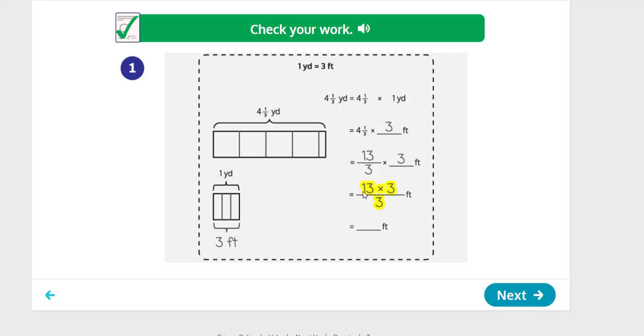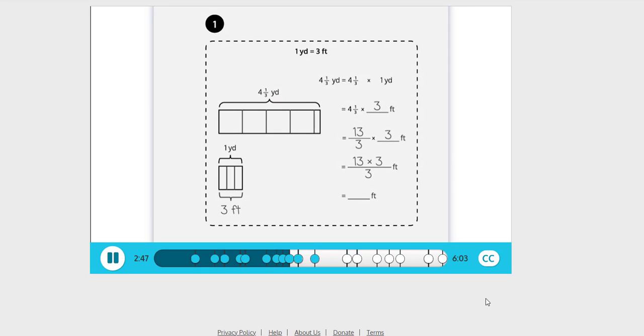Does anybody see something going on here? You notice there are common factors. 3 and 3 are a common factor. Remember, a factor is anything that would multiply together to equal a product. So 13 times 3 would equal a certain product. And also remember that the fraction bar is another form of a division sign. So just something to think about. Now divide the numerator and denominator by a common factor to rename the fraction. Then solve to convert yards to feet.